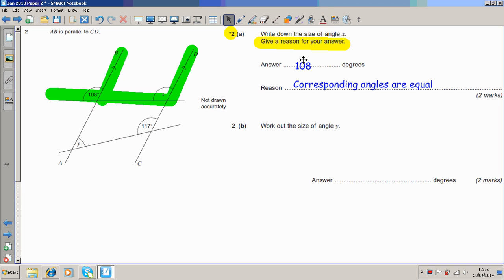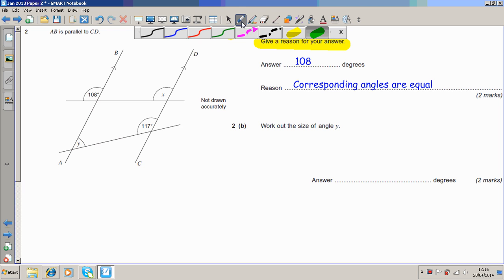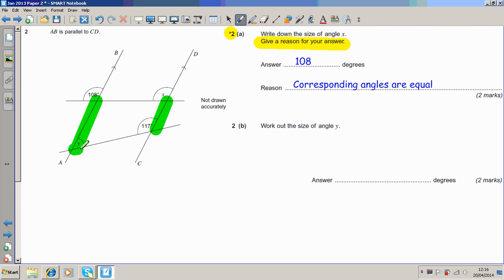What about the size of angle Y? I'm going to get rid of my F shape now. The size of angle Y is here. Okay, so again, if I've got myself two parallel lines and a line going between them, not a very good line, but a line nonetheless. I have to do that again.